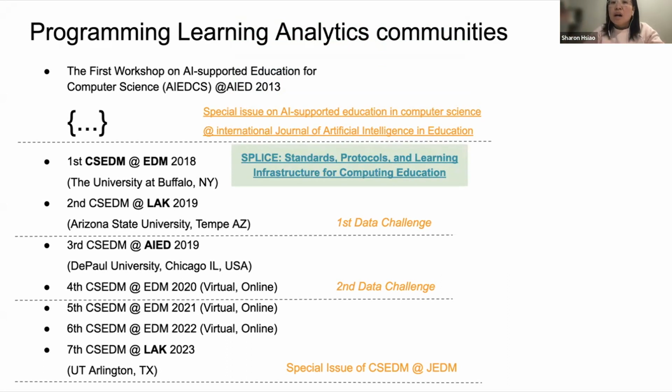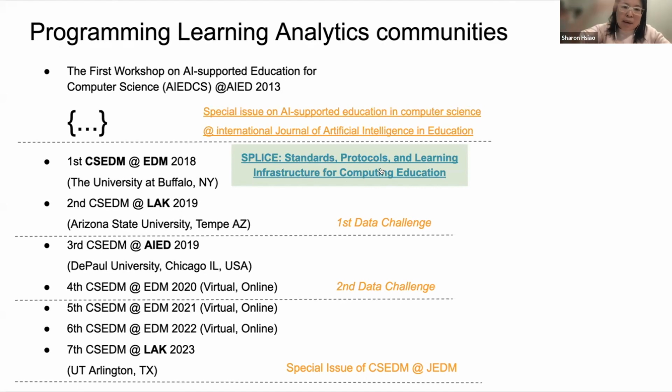Once we were able to collect that massive amount of data, we needed a standard, we needed a protocol, and we needed more infrastructure to guide how we push this effort forward. So after that, in 2015, until just a month ago when we wrapped up the 7th CS EDM workshop, it was mainly sponsored by this SPLICE group.